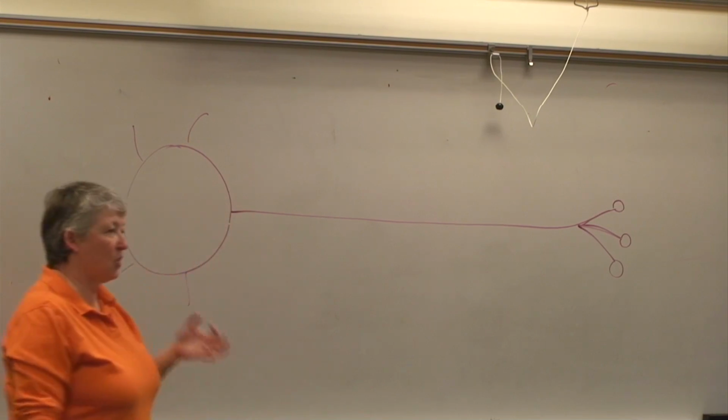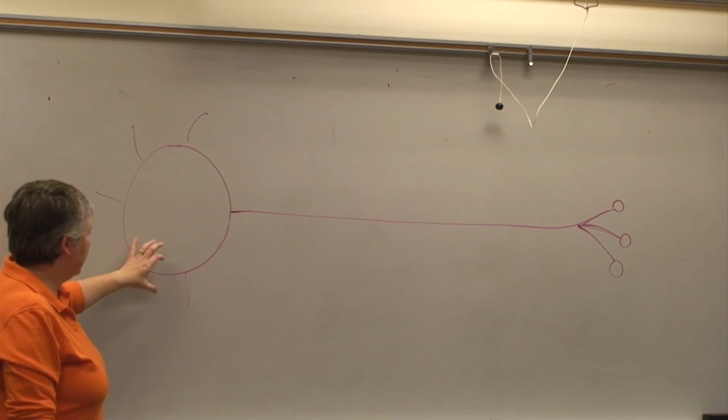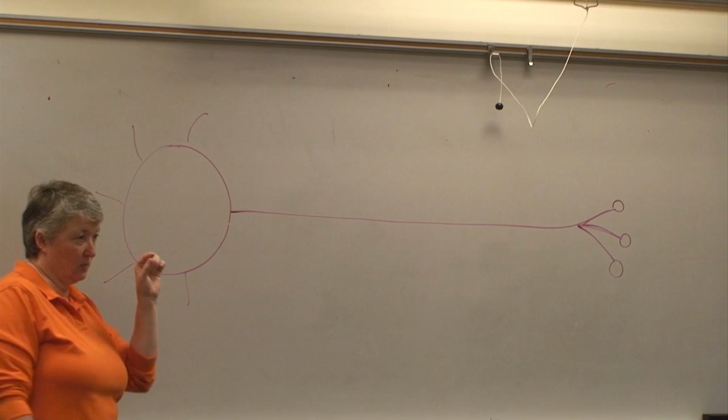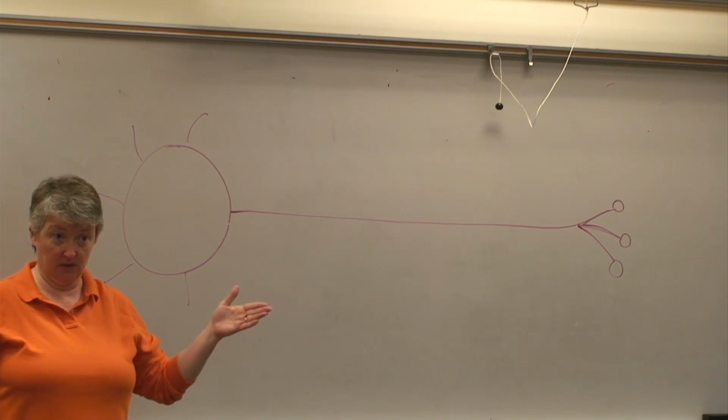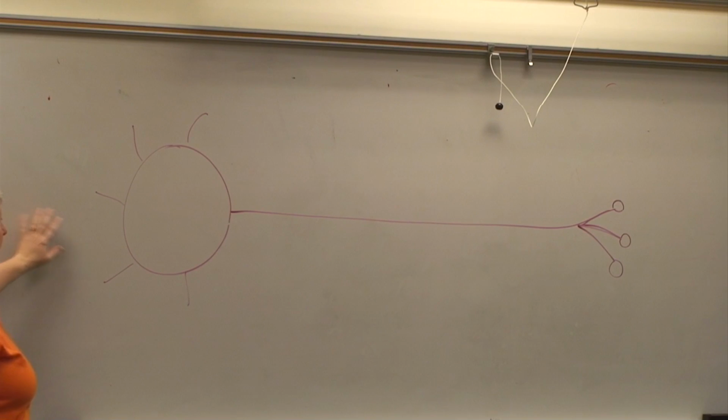So graded potentials are called graded because they vary in size. You can have a little graded potential, or a bigger graded potential, or a really big graded potential, depending on how strong the stimulus is. Does that make sense?